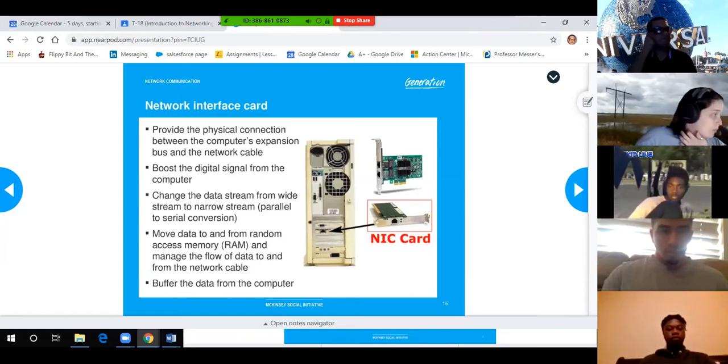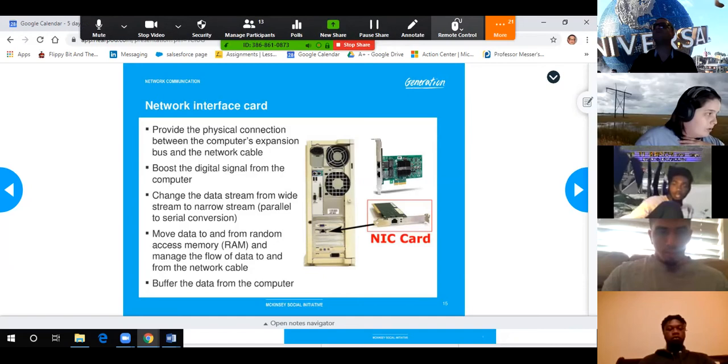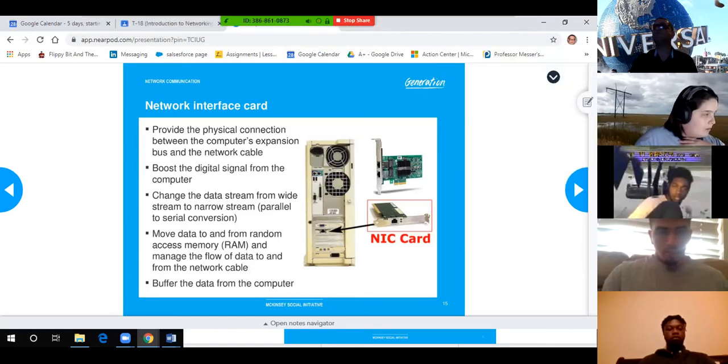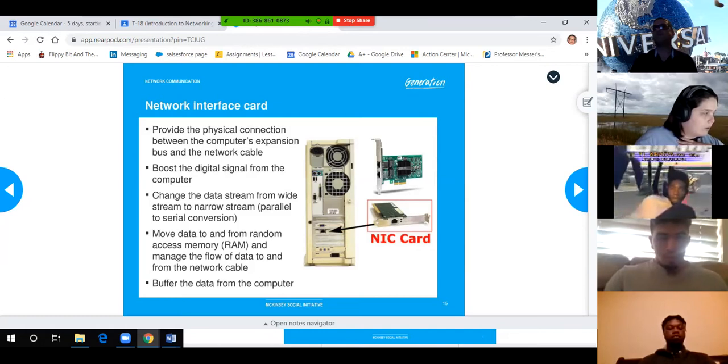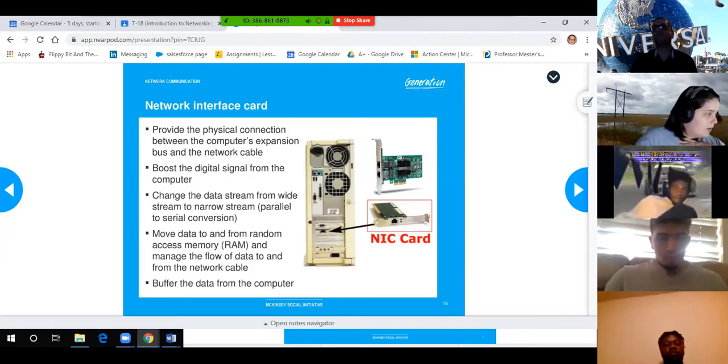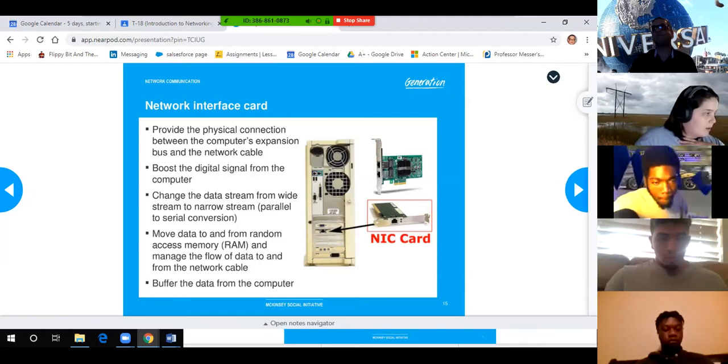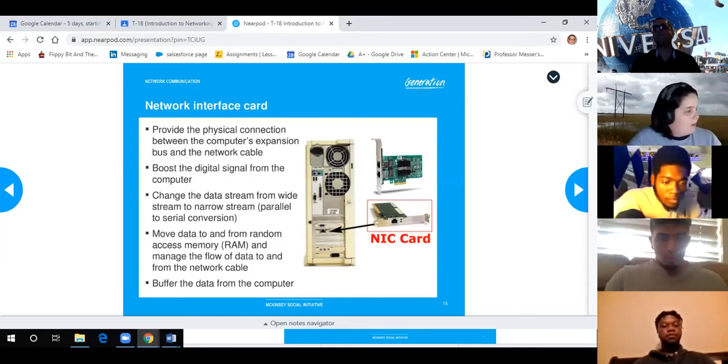Network interface card. Provides a physical connection between the computer's expansion bus and the network cable. Boost the digital signal from the computer. Change the data stream from wide stream to narrow stream, parallel to serial conversion. Move data to and from random access memory and manage the flow of data to and from the network cable. Buffer the data from the computer.